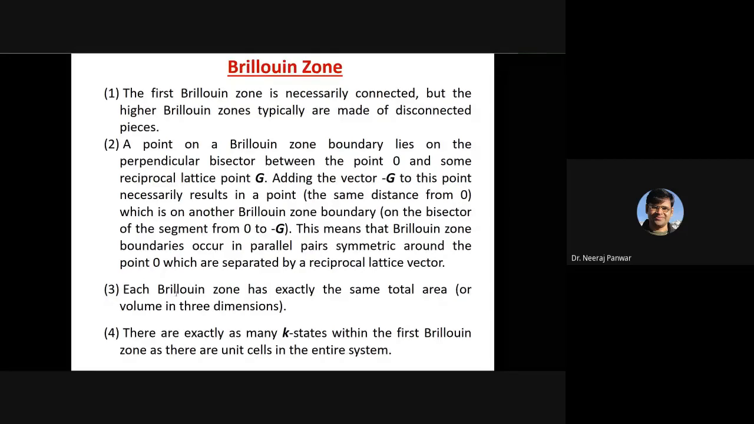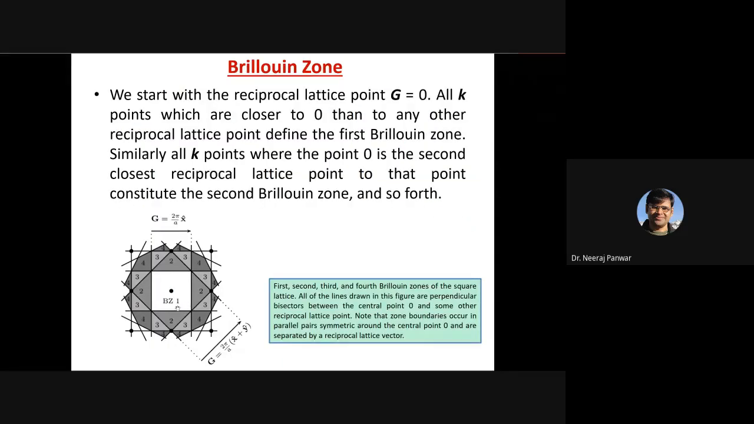Very important point is third: each Brillouin zone has exactly the same total area if we are considering a two-dimensional reciprocal lattice, or if we are considering the three-dimensional reciprocal lattice, then the volume of all the Brillouin zones is the same. So for example, here the area of the first Brillouin zone is the same as the area of the second Brillouin zone, and the area of the second Brillouin zone is the same as the area of the third Brillouin zone, and so on and so forth.